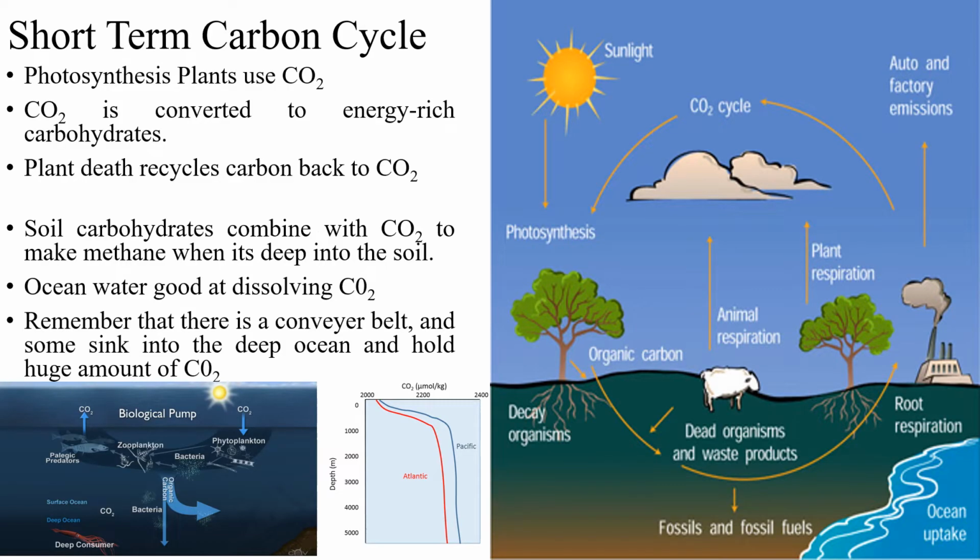And we have the short-term carbon cycle: photosynthesis, where carbon dioxide is converted into energy, and plant death, which recycles carbon back to carbon dioxide. In soil, carbohydrate combined with carbon dioxide makes methane. The ocean also absorbs carbon dioxide, and when ocean water warms, carbon dioxide is released into the atmosphere, so the atmosphere gets more carbon dioxide when the ocean is warming.